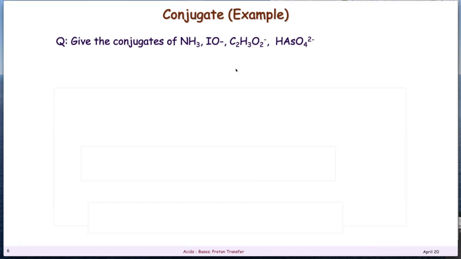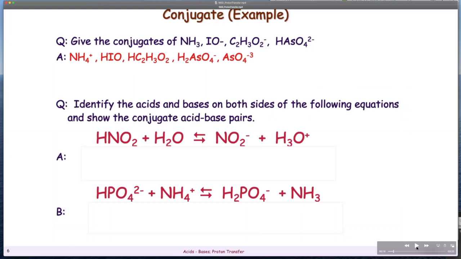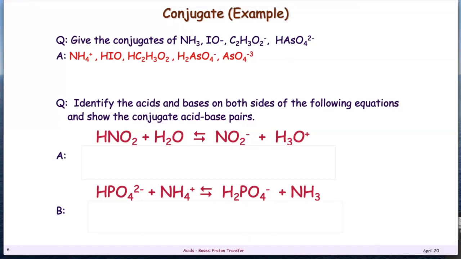And later on, you'll see that conjugate pairs are important because if an acid is a fairly strong weak acid, the base becomes a fairly strong base. It becomes the opposite. So again, here are more examples of conjugate pairs. And at this point, you should be able to recognize them.